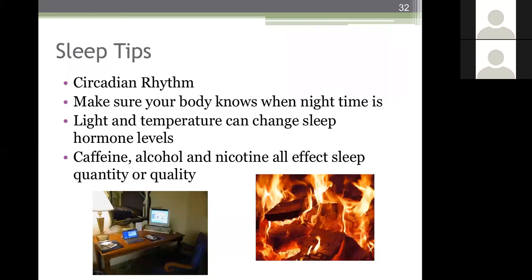All right, let's move on here. Just some quick things that you can do. This is an important and complicated topic, but I was trying to distill my whole 1 hour presentation on sleep into the 2 slides here.